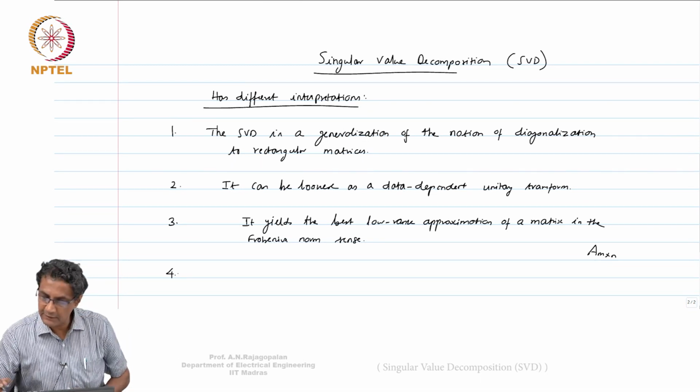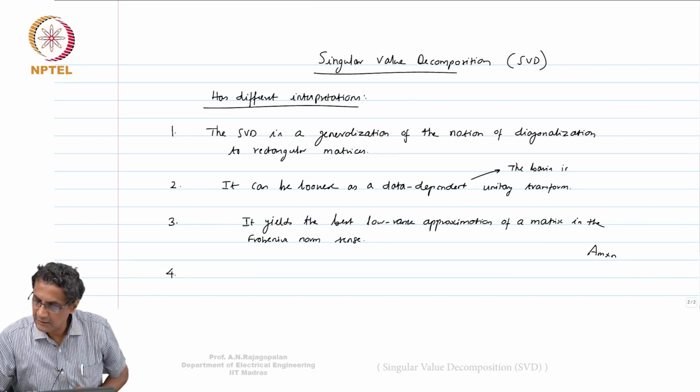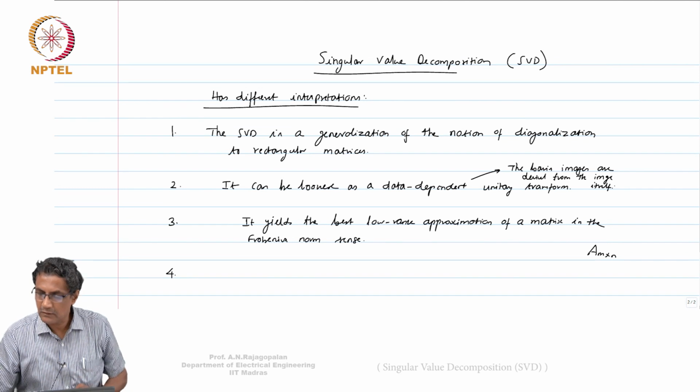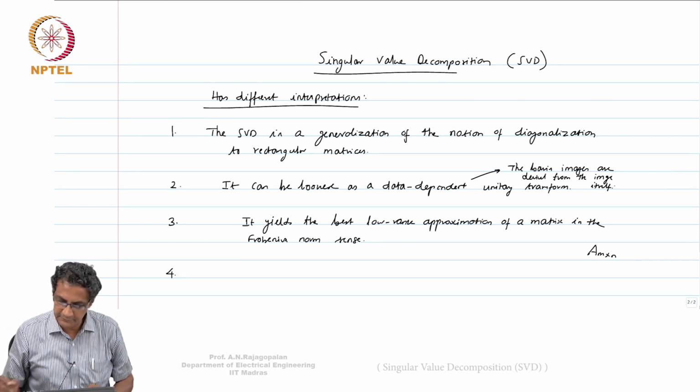Now this one, I think there's a separate point, but it need not be a separate point. Here, data dependent transform in the sense that the basis images are derived from the image itself, which raises some interesting points which we'll talk about. And really, these are the 3 points.